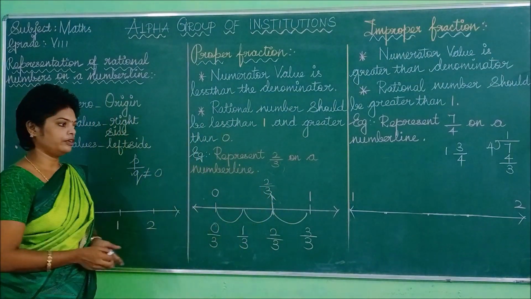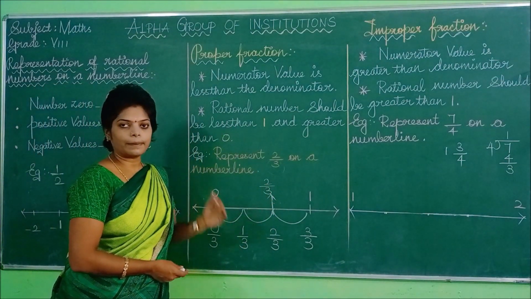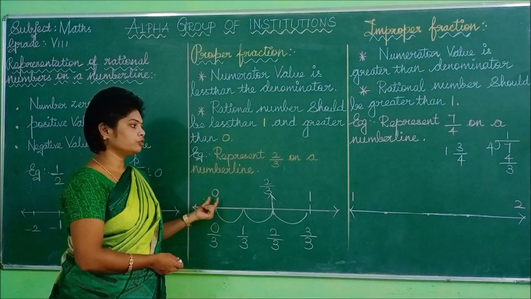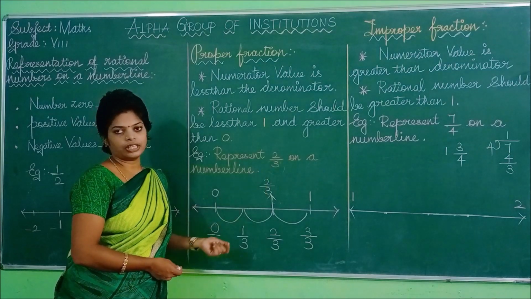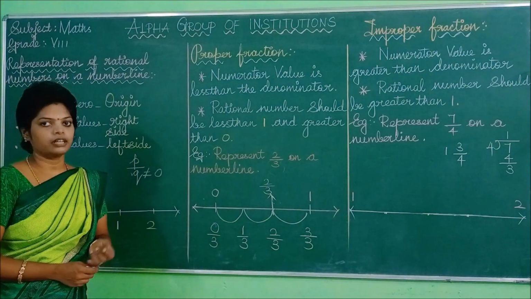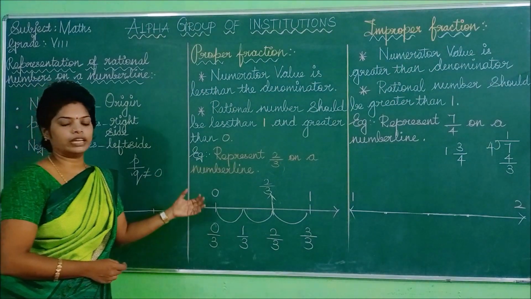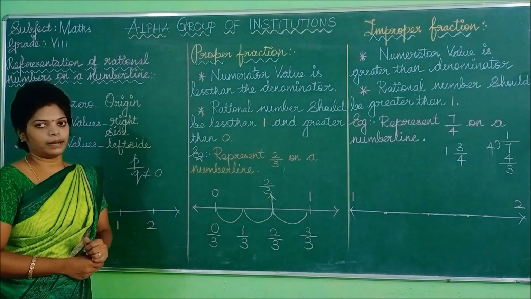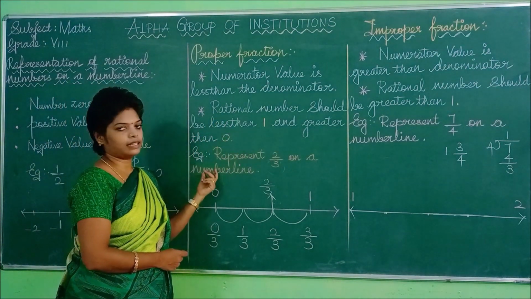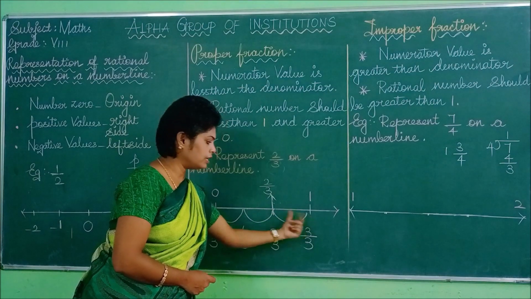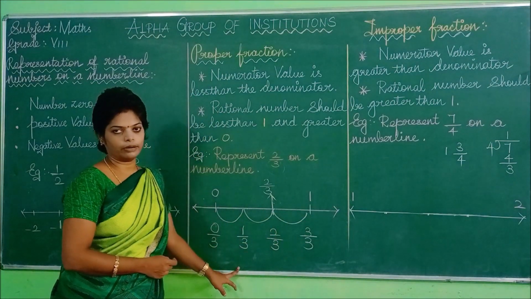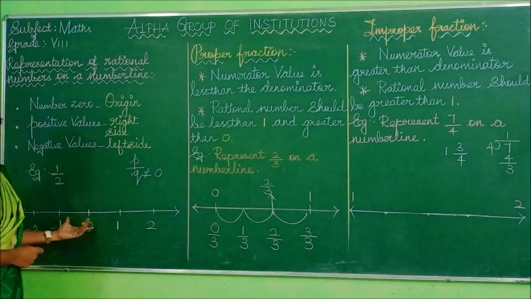Listen carefully. If they ask you to represent the given rational number on the number line, you have to check whether the given rational number or fraction is a proper fraction or an improper fraction. First you have to check, and then you can easily draw the number line. Next, the rational number should be less than 1 and greater than 0. It lies in between 0 and 1 only. So using this we can apply this also.